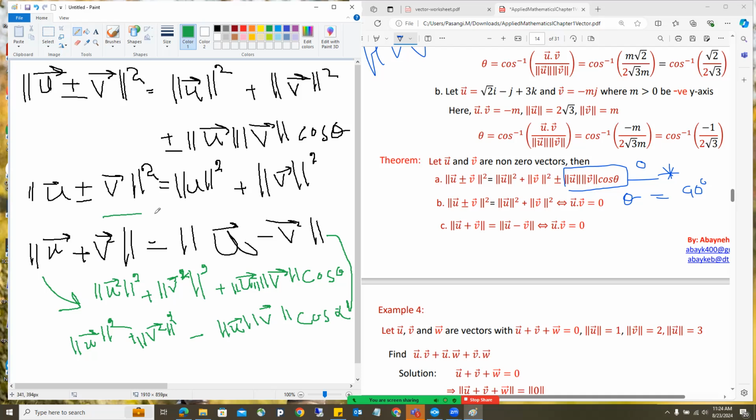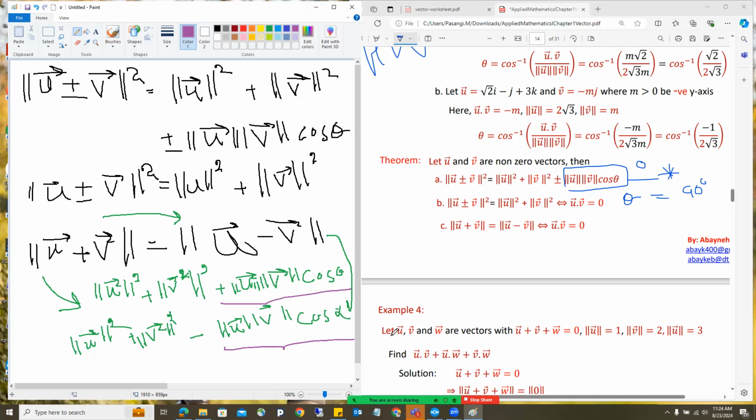So as they said, these two are equal, which means this entire expression should equal this entire expression. That means this entire part should equal 0, right?